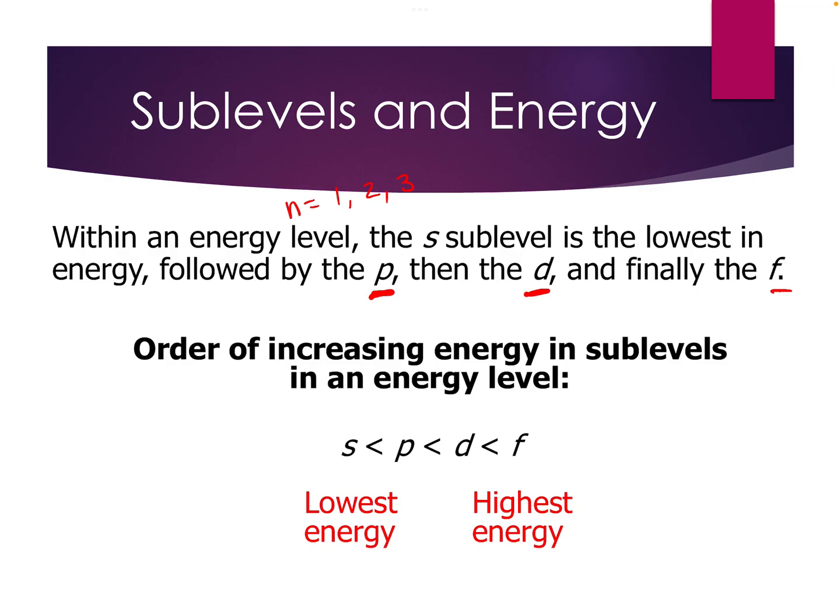We won't talk about the F orbitals too much in this class. They just get a little wonky. So we're mostly going to keep it to S, P, and D. But here is our order. S, P, D, F. The S is the lowest energy, the F is the highest energy.